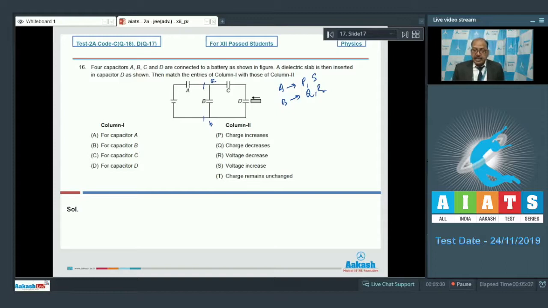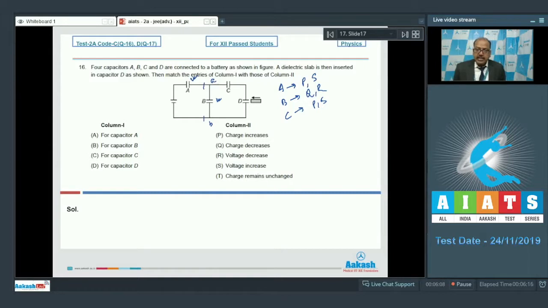Let's look at capacitor C now. What happens to capacitor C? So we see that the total charge has increased, charge on A has increased, and charge on B has decreased, and total charge has also increased, which means definitely charge on C has increased, and which again means that potential difference across C has also increased. So for C, the correct match should be charge increases and voltage also increases. So P and S is the correct match for C.